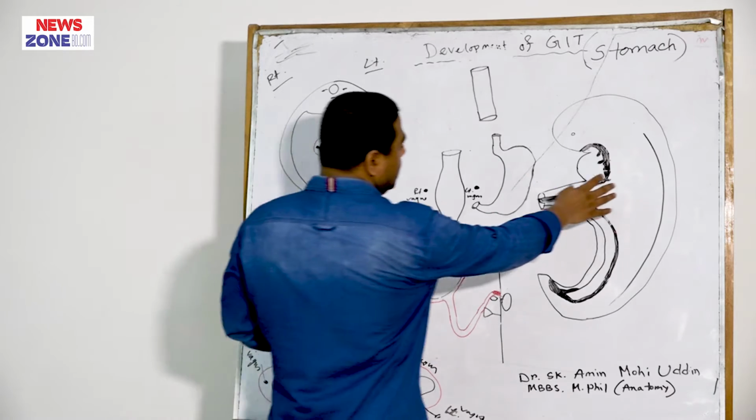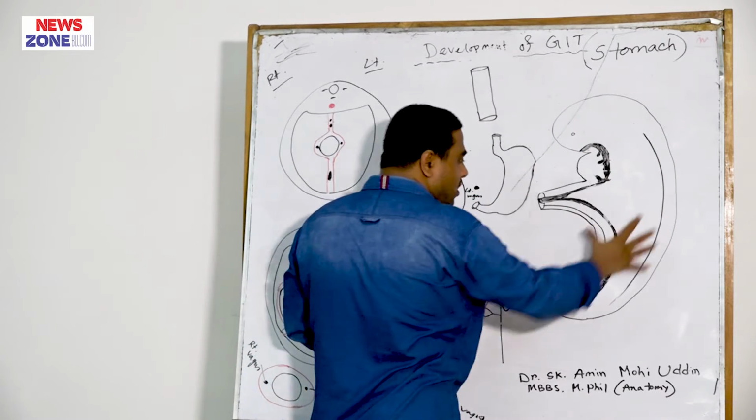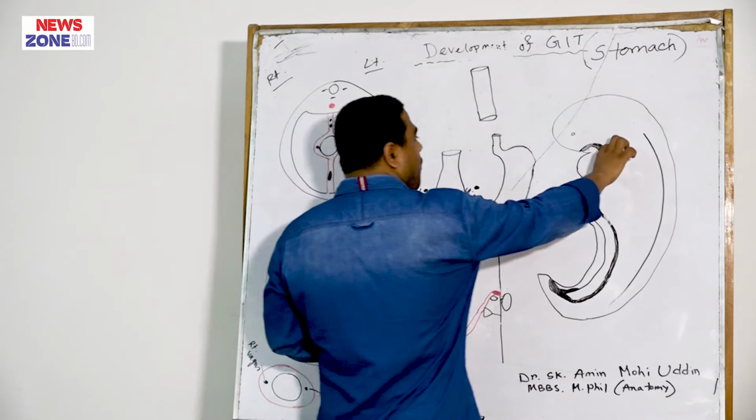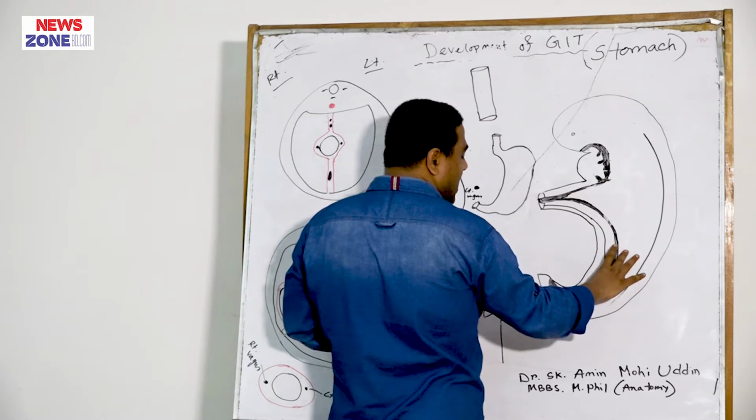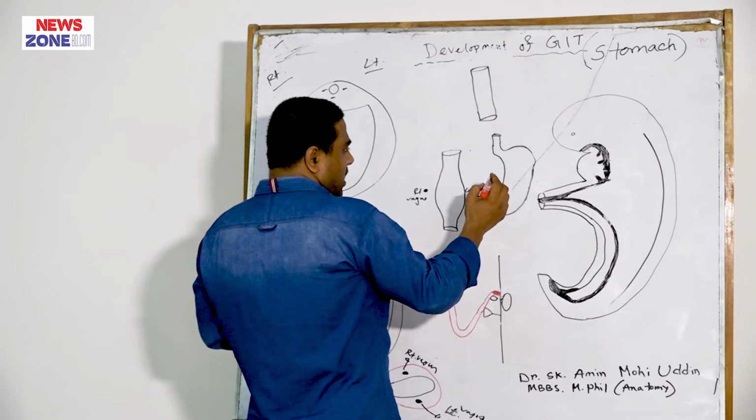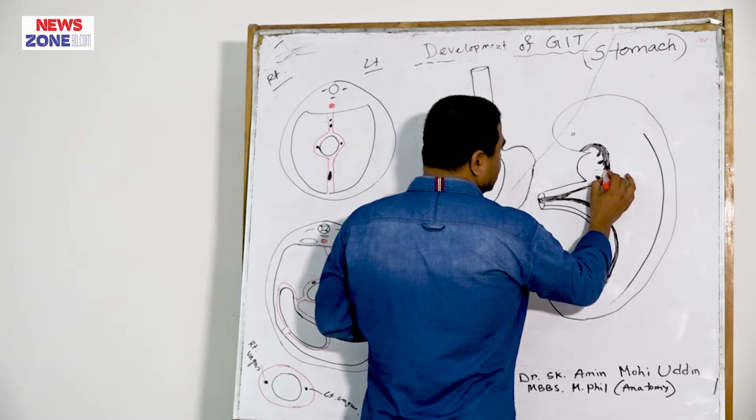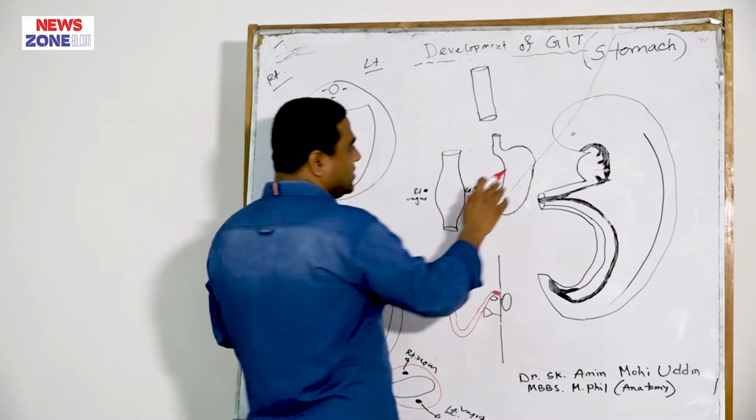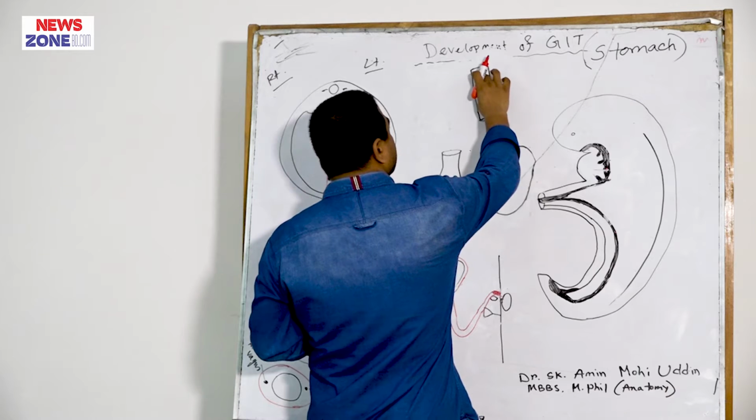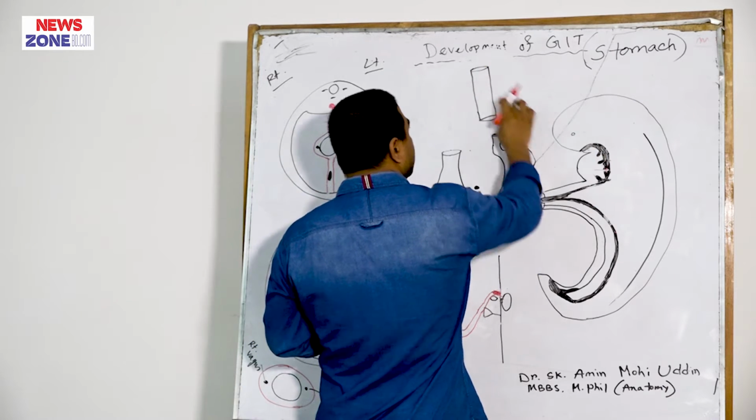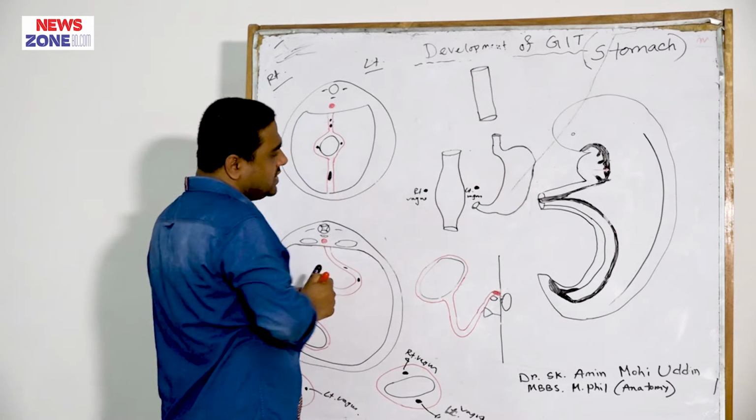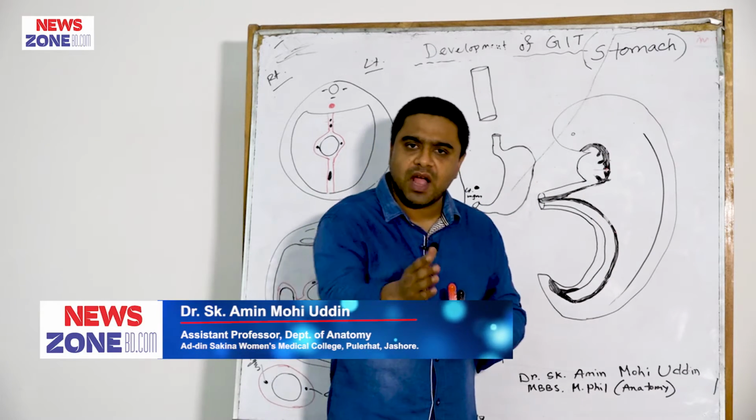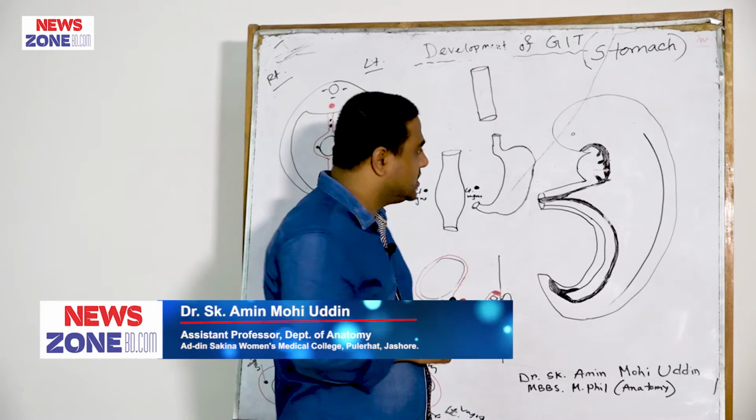Come to here, it is the embryo and that is the gut tube. This is the foregut, this is the midgut and this is the hindgut. If we cut a cross section at this level, that is the structure of the gut tube. And we know that this gut tube is divided into three parts: the foregut, midgut and the hindgut.